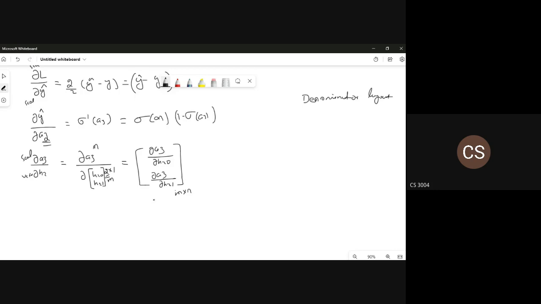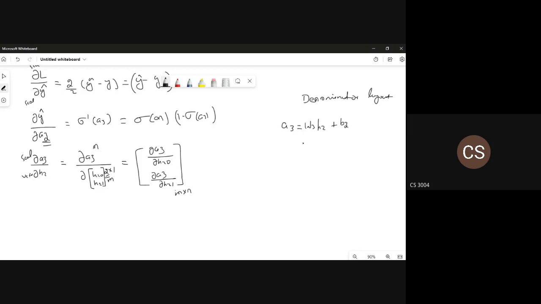Okay, so here we know the answer, right? Computing this derivative is also not difficult. So once again, what is dou A3 by dou H2? This might also cause confusion. So we know how we compute A3. What is A3? A3 is W3 times H2. I'm just expanding for this term, and for the next term I'll write the answer directly.